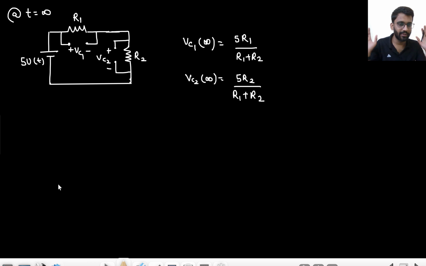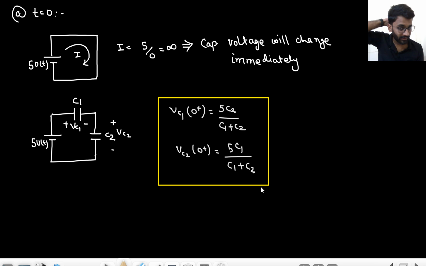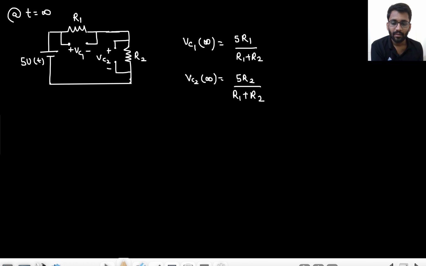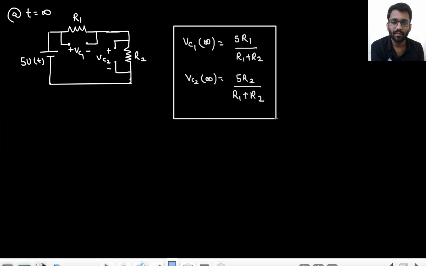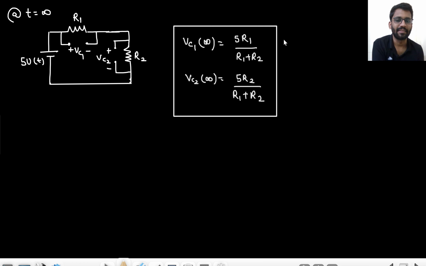Now you can write down the equation on your own, right? Now what I will do, I will just do one thing. This is my VC1 and this is VC2. I can write this down as 5 upon R2 upon R1 plus R2, R1, that is 5 upon 1 plus R2 by R1, right? I am just getting this R1 downward.